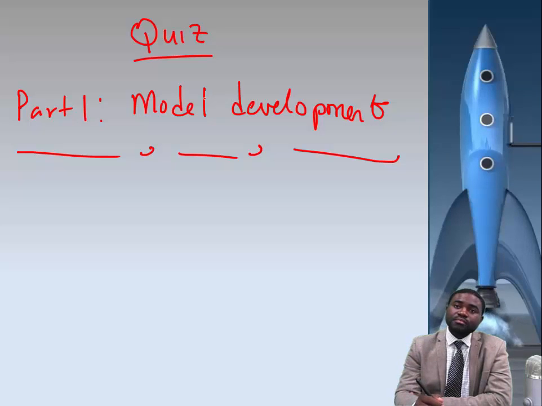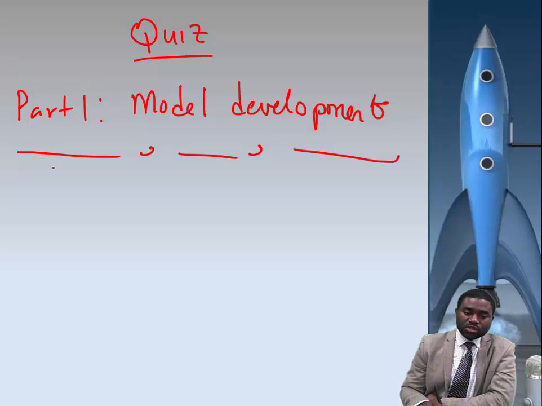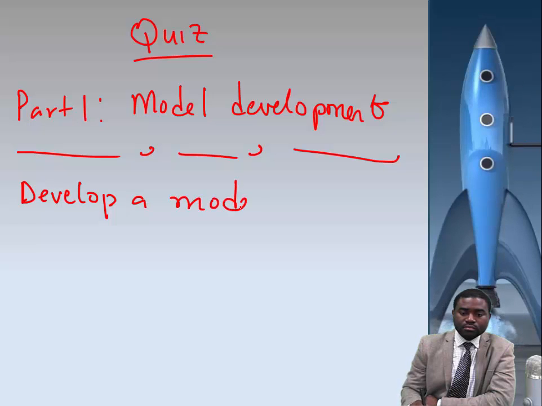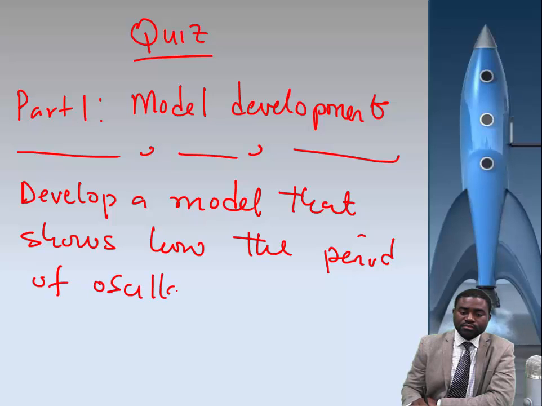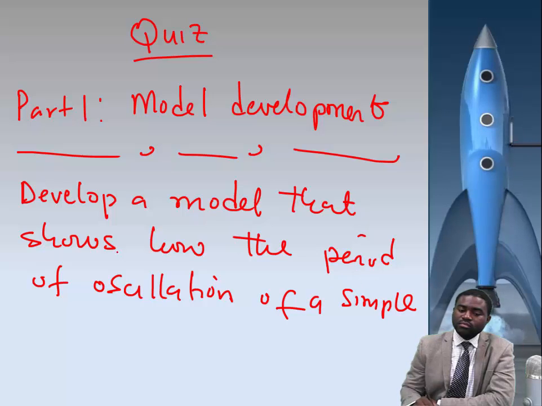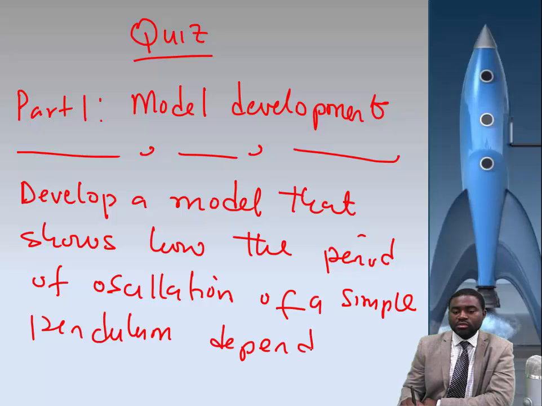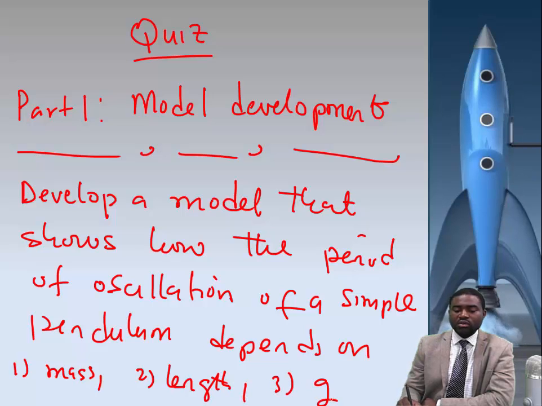Listen up, fellas. The question goes as follows. Develop a model that shows how the period of oscillation of a simple pendulum depends on 1, mass, 2, length, 3, acceleration due to gravity.